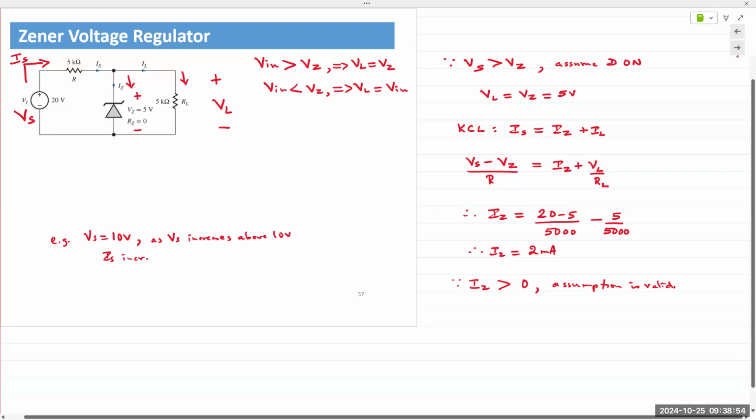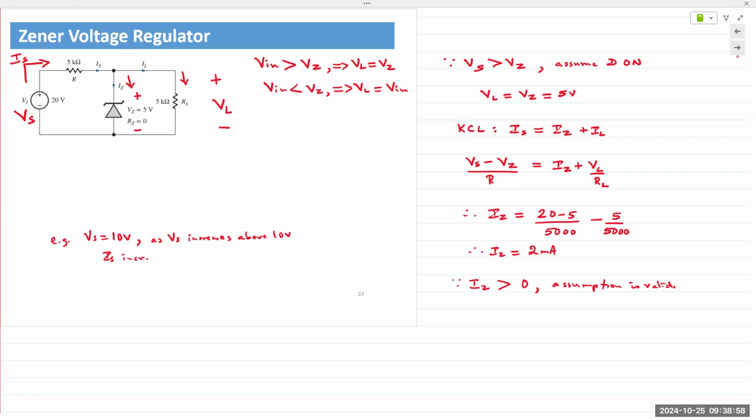Okay. What happens to the load current? Load current should also correspondingly increase, right? But that's where the Zener effect comes into the picture. If we connect a Zener diode between the source and the load resistor, the Zener will absorb the increase in current while keeping the voltage across its terminals constant.